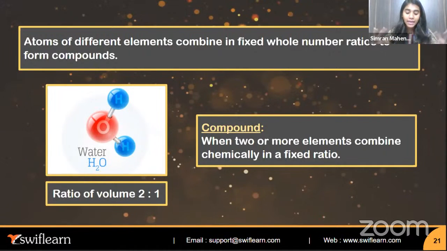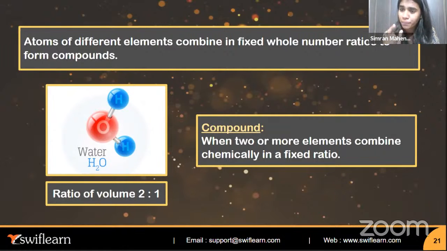We know that identical atoms combine to give an element. Now, two or more different elements combine to give you a compound. The best example would be the water molecule. Water is a compound. H2O is a compound. How? Because it is made up of two different elements. What are the two elements? One is hydrogen and one is oxygen. These two elements combine together in a fixed ratio to give you compounds. Now you must have noticed I used the words fixed ratio.